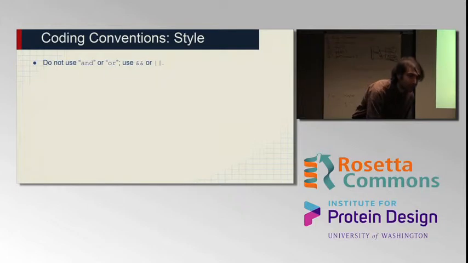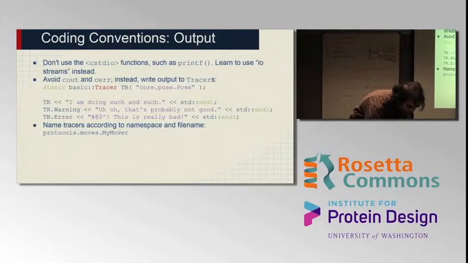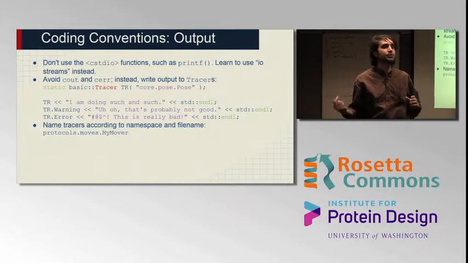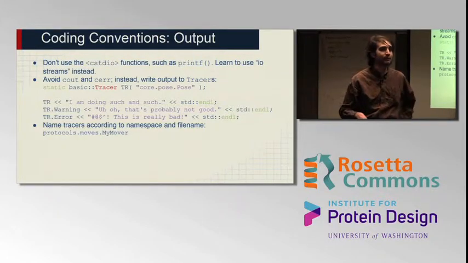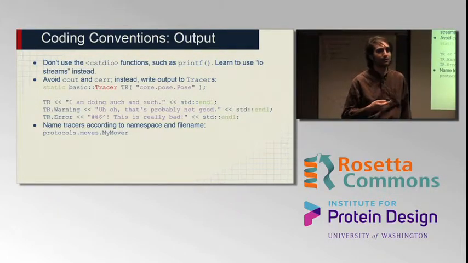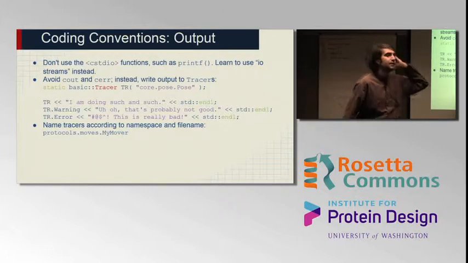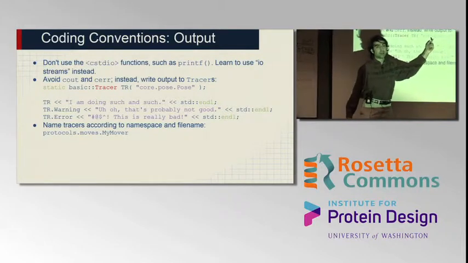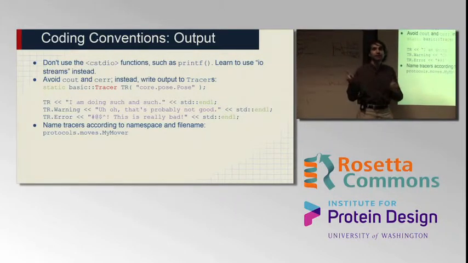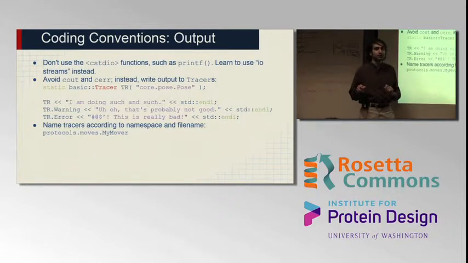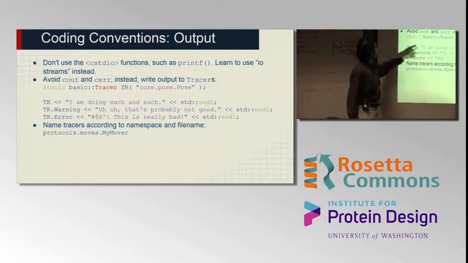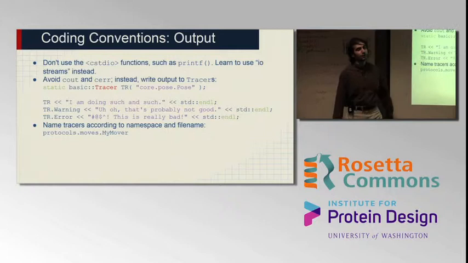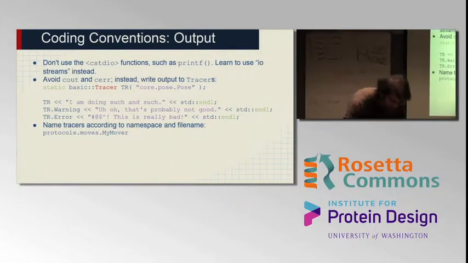Never use and or, use the actual operators. And output to tracers rather than using printf. And don't output to standard cout, use the actual tracers. So each module in Rosetta has a tracer associated with it that has the name of the module. This allows us to selectively mute output from various modules and also allows us to be sure in our output log that we know which module is creating which line of output. And then you pipe your strings to the tracer for that module.